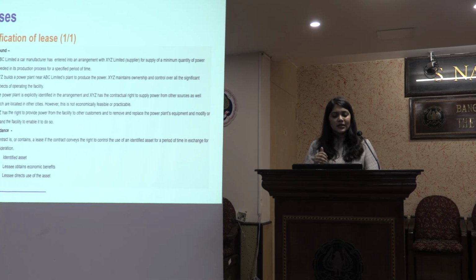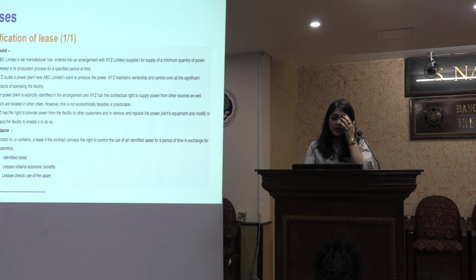Second is that the lessee has the right to control the asset. Now, right to control the asset, the standard says that you have to look at it from two parameters. One is whether the lessee is getting the economic benefits from that asset, and second, whether the lessee has the right to direct the use of that asset. So if both these factors are there, then we can conclude that the lessee has the right to control the asset and it will be a lease contract.